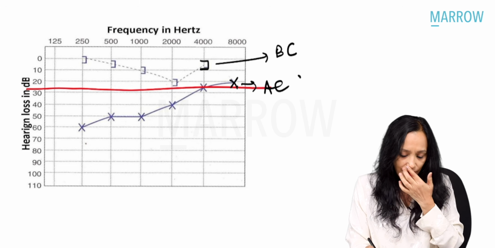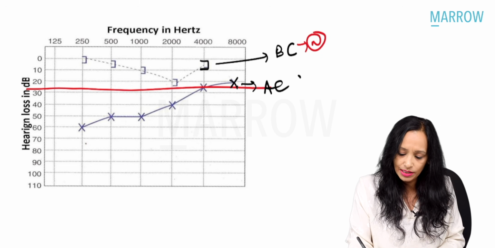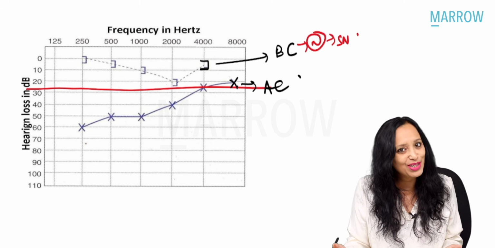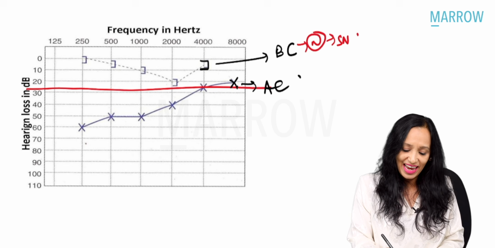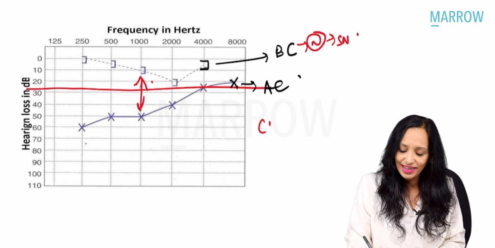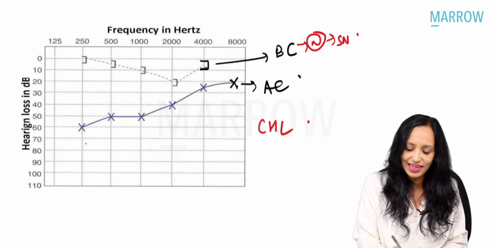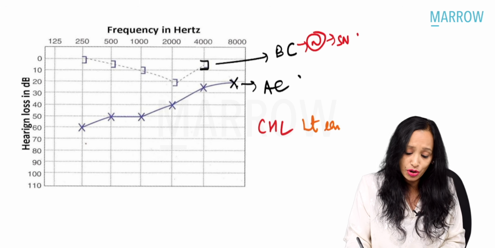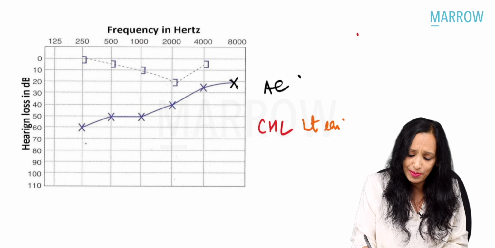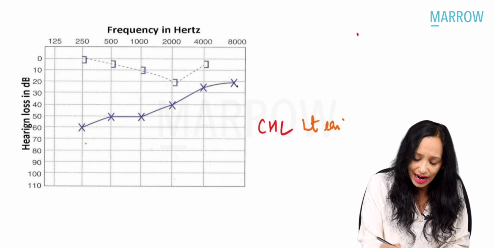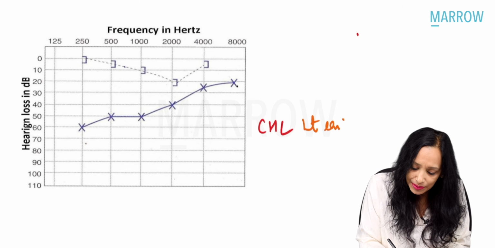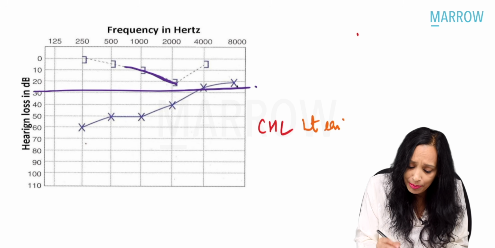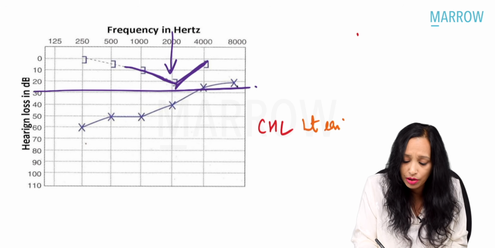So in this patient, we are seeing that bone conduction is normal, which means the sensorineural pathway is good, and there is an AB gap, which means that there is a conductive hearing loss. So this patient has a conductive hearing loss in the left ear, and also you are seeing something very special here. We are seeing that there is a dip only in the bone conduction, specifically at 2000 Hz.